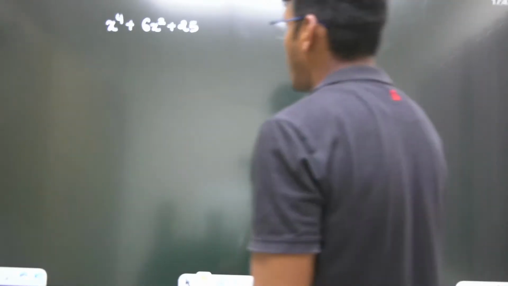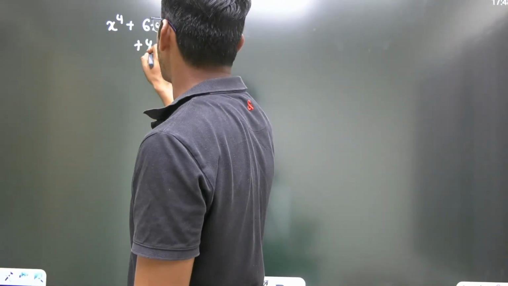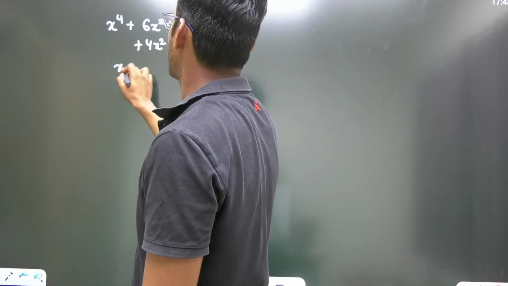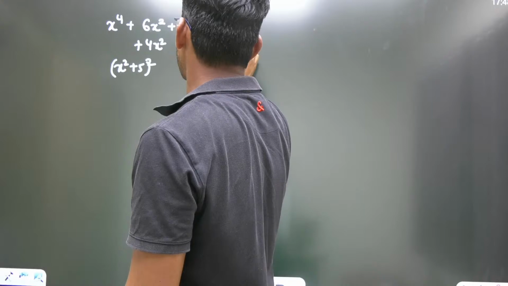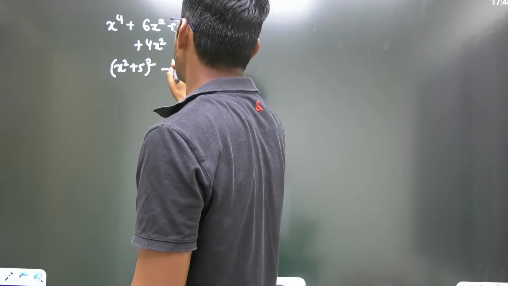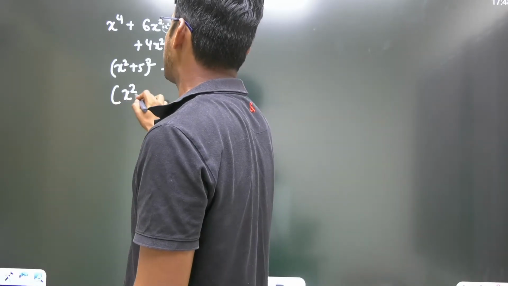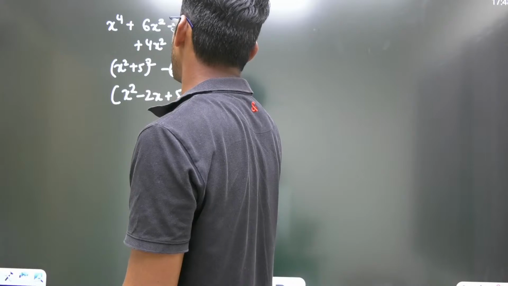Good, very good. Now you have understood it. Sir, you need to add 4x square here so that it becomes x square plus 5 whole square, and then you have to subtract 4x square, which means 2x whole square. Now sir, we can write it directly as this. Perfect, perfect guys.